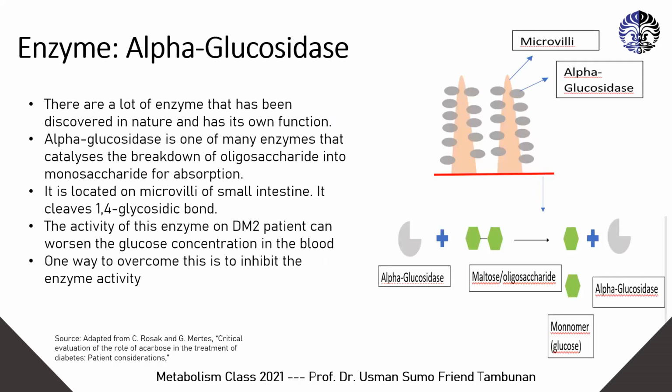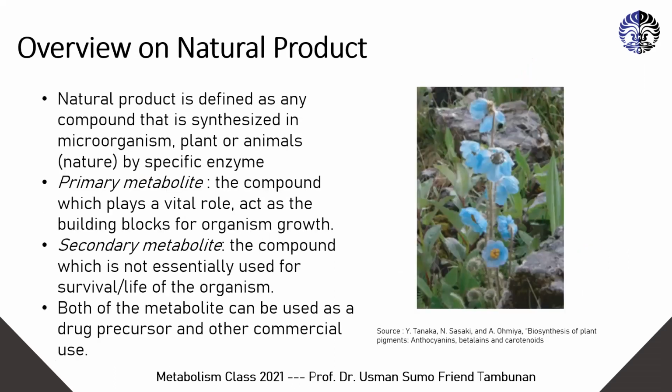Alpha-glucosidase. There are a lot of enzymes that have been discovered in nature, each with its own function. Alpha-glucosidase is one of many enzymes that catalyze the breakdown of oligosaccharides into monosaccharides for absorption. It is located on the microvilli of the small intestine. It cleaves the 1-4 glycosidic bond. The activity of this enzyme in diabetes mellitus type 2 patients can worsen the glucose concentration in the blood. One way to overcome this is to inhibit the enzyme activity.